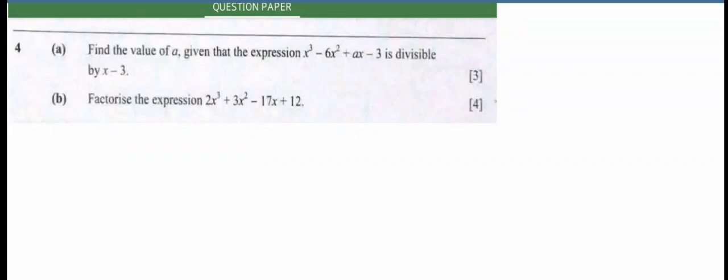Hello guys, in this question I'm going to answer additional mathematics paper 2, specifically question 4, the paper which was audited in 2023 for internal candidates. So this question is coming from polynomial functions.